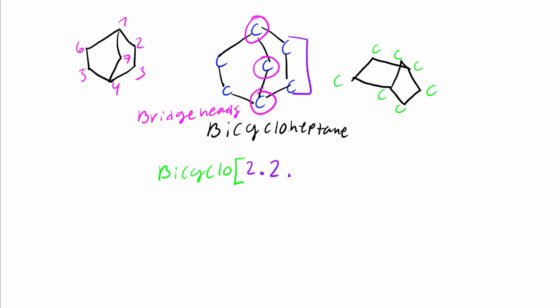Our last bridge is just 1 carbon. So 2, 2, 1. No period. Bracket. And to keep with the aesthetic, we're going to make it green. So bracket. What? Bicycloalkane.